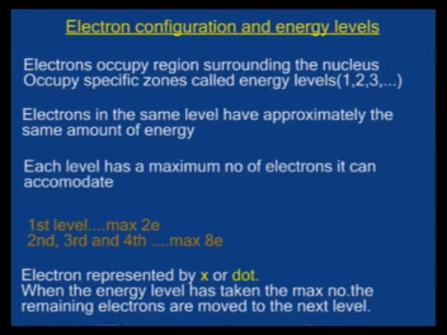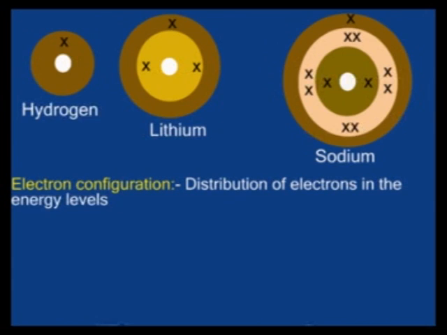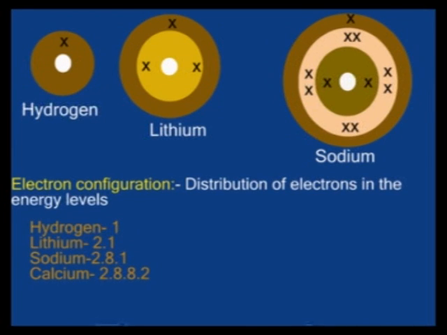Notice that the hydrogen atom has only one energy level. When the energy level has taken the maximum number of electrons it can possibly accommodate, the remaining electrons move to the next level. This distribution of electrons in the energy levels is what we call electron configuration or electron arrangement. This is represented as shown here. Hydrogen has an electron configuration of 1.